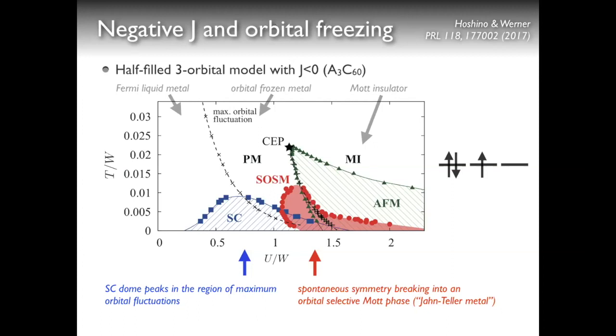And so even at half filling, the orbital freezing crossover and the superconducting phase occur before we reach the Mott insulating phase. And therefore we have a nice superconducting dome detached from the antiferromagnetically ordered Mott insulating phase. And this phase diagram shown here is qualitatively very much consistent with the phase diagram in fullerides measured under chemical or physical pressure. So I think this orbital freezing is really relevant for the superconductivity in these materials.